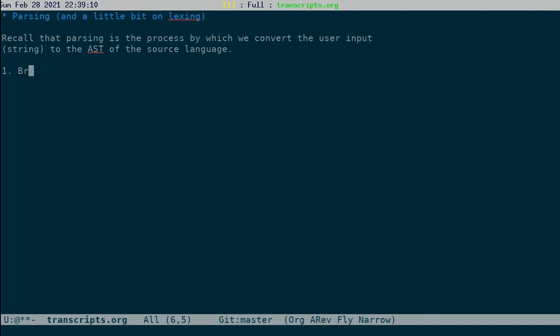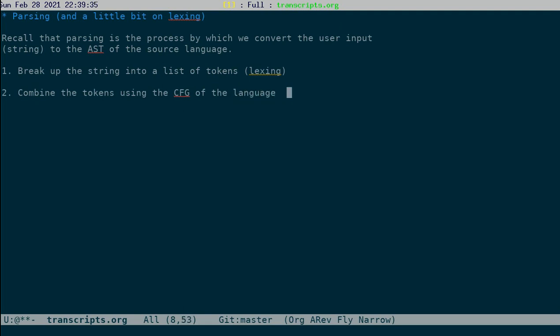Break up the string into a list of tokens. This phase is called lexing. And then combine the tokens using the CFG, typically the context-free grammar of the language, to build the AST. Okay. Let us illustrate these two processes through our expression grammar.